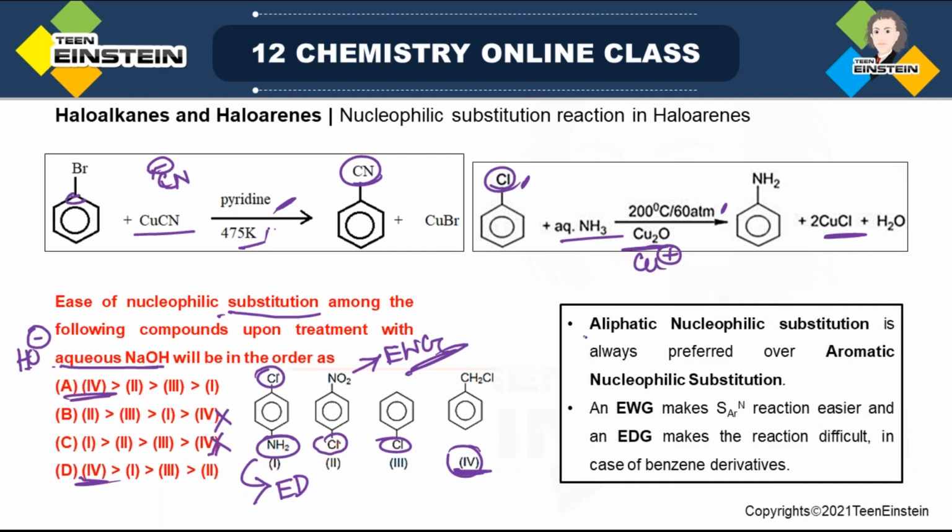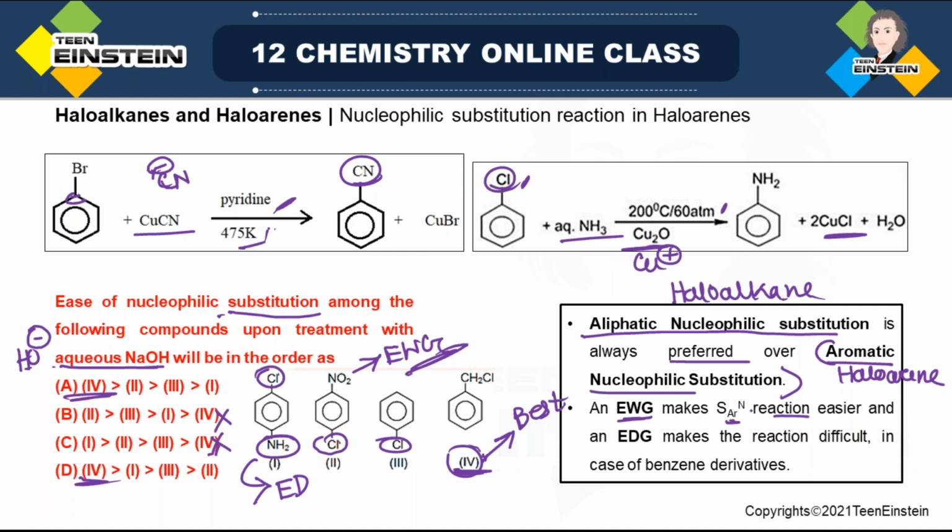So if we compare aliphatic nucleophilic substitution with aromatic nucleophilic substitution, aliphatic is for haloalkane and aromatic is for haloarene. So obviously aliphatic nucleophilic substitution is always favored. Based on this, we have chosen that 4 will give the best result. Now after 4, you have to consider electron withdrawing group or donating group. SNAr is basically a short notation for aromatic nucleophilic substitution, S for substitution. An electron withdrawing group makes aromatic nucleophilic substitution easier, and a donating group will obviously do the reverse. So that is the reason: first 4, then 2, then 3, and at last 1, because there is an electron donating group.